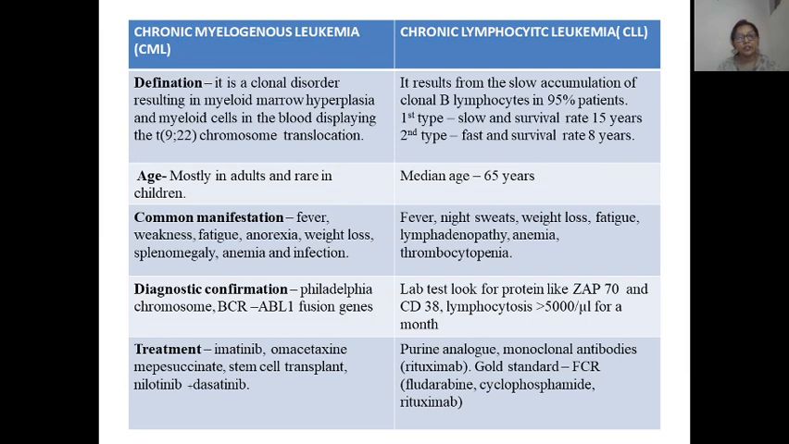The diagnostic confirmation can be done when the Philadelphia chromosome is found. It leads to the fusion of the BCR and ABL genes, and thus there is a translocation between chromosomes 9 and 22, the Philadelphia chromosome, and then we can confirm this leukemia. The treatment is imatinib, omacetaxine, mepesuccinate, stem cell transplant, nilotinib plus dasatinib.